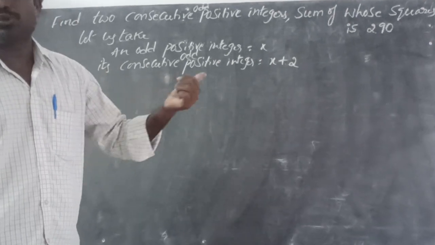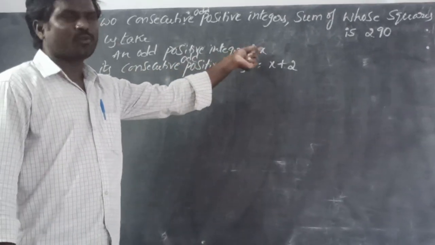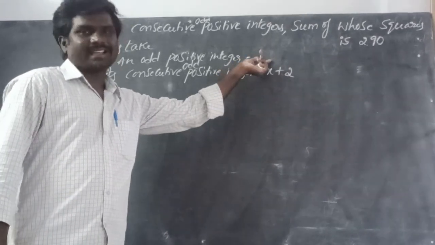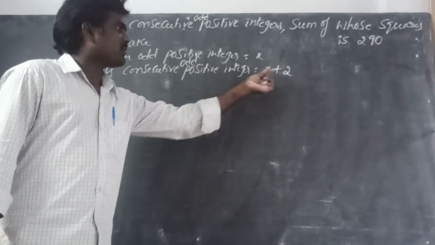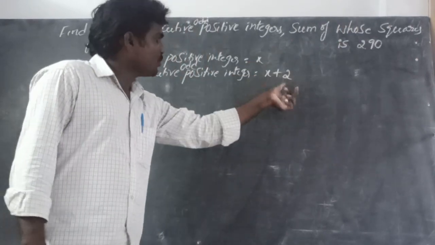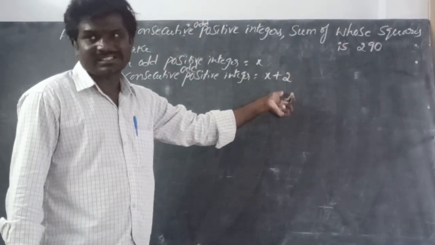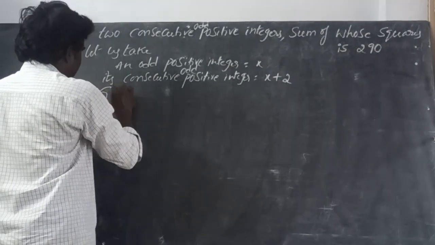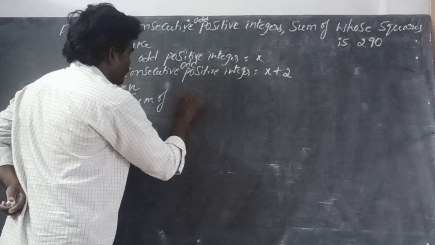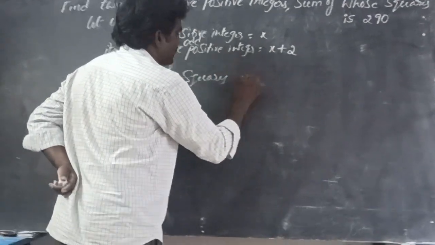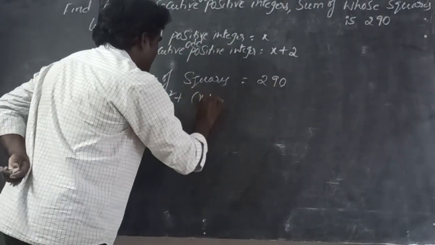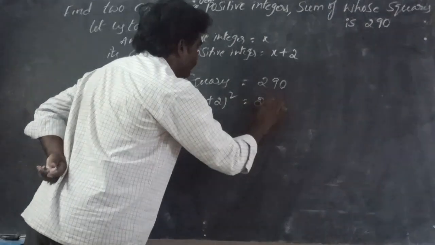These are the consecutive odd positive integers. How much is it increasing? 2, 2, 2, 2. Here, which positive integer we don't know. Let us take that as x. Its consecutive odd positive integer is x plus 2. What are they asking? The sum of whose squares, that means the sum of the squares of these two numbers. So given that the sum of squares is 290, that is x square plus (x plus 2) whole square is equal to 290.